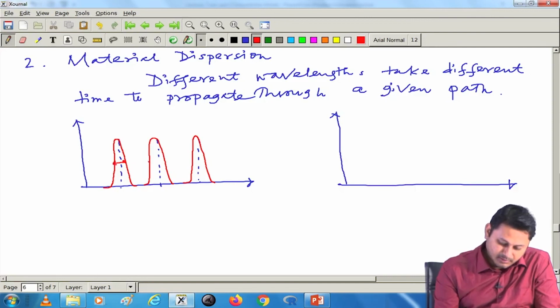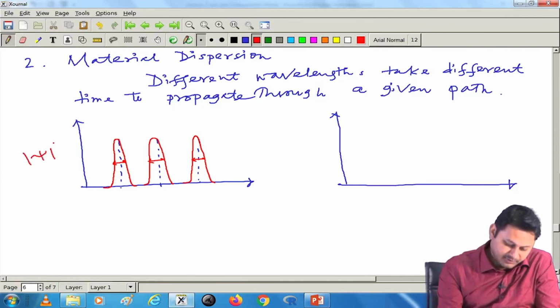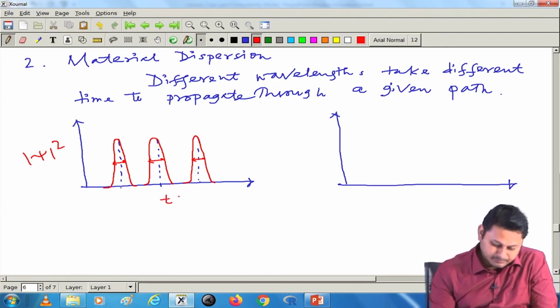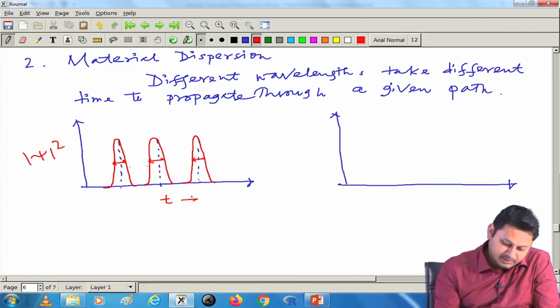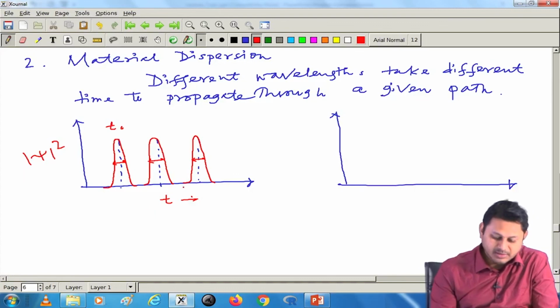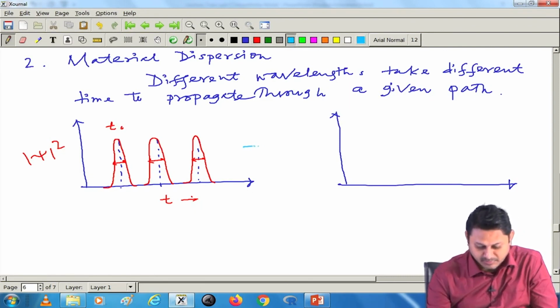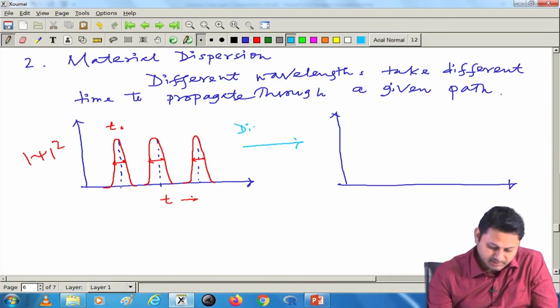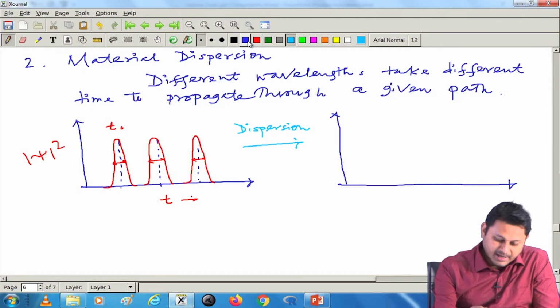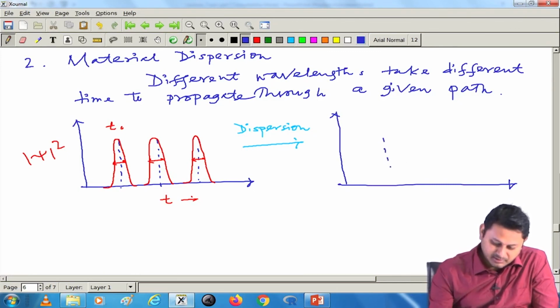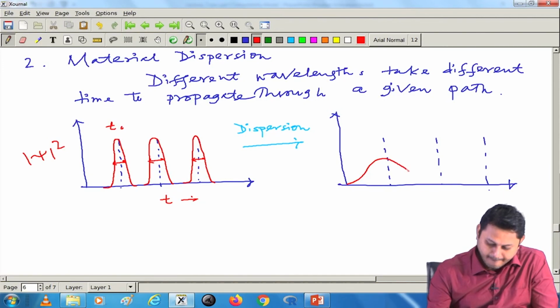these widths. So, this is the mod of psi square, where psi is the field, and this is time t, and these widths are t 0 in all the cases. Now, it is passing through a dispersive medium. So, some dispersion will take place, and when this dispersion takes place, there will be a temporal broadening of that, like this.